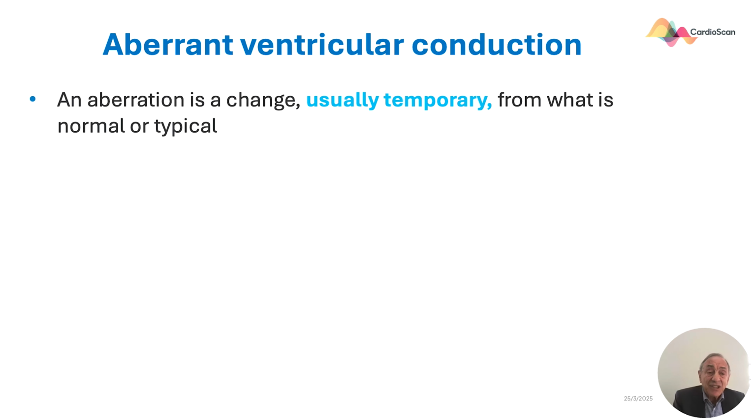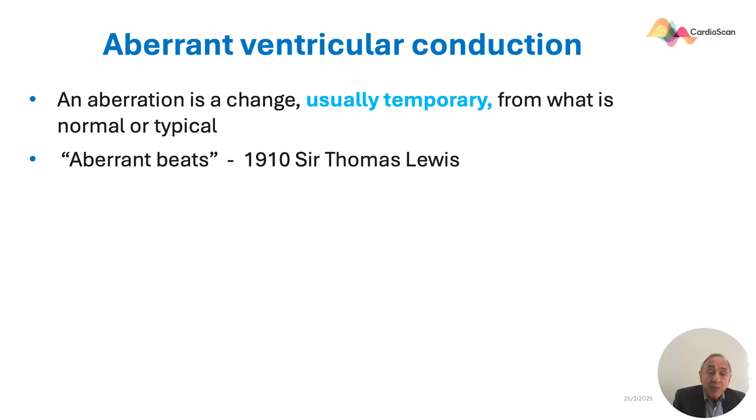Aberrant ventricular conduction can be defined as a change, usually temporary, from what is normal or typical. It was first described as aberrant beats in 1910 by Sir Thomas Lewis. Note that this is only 5 years after the onset of the first clinical information on electrocardiographs. Sir Thomas Lewis actually had a machine in 1906. He graduated from medicine in 1905, and he then described aberration soon after.